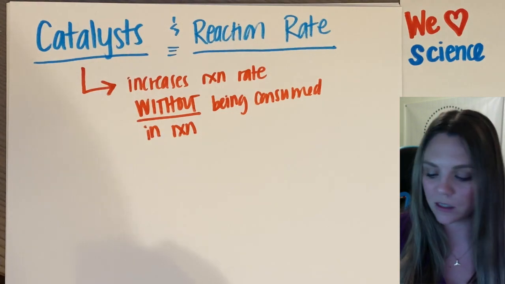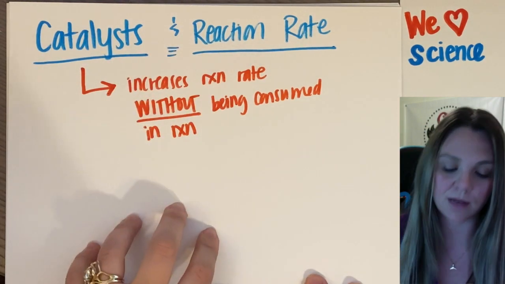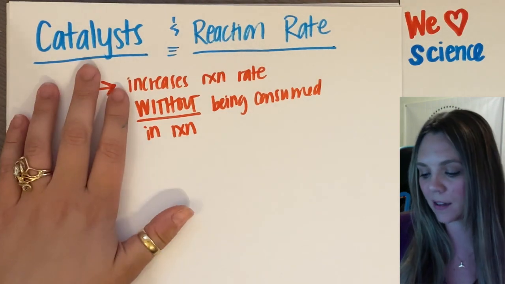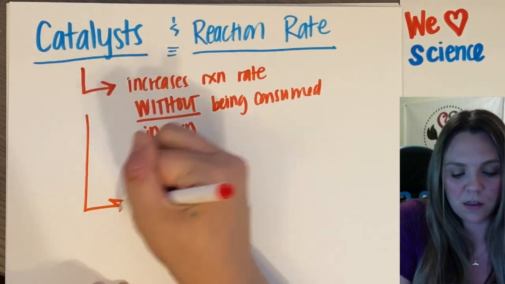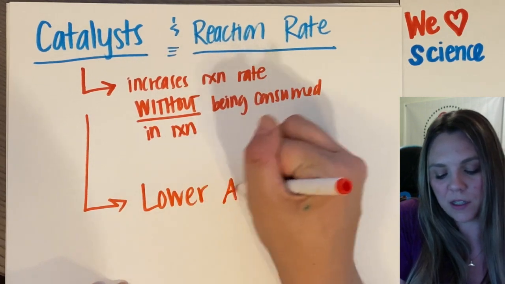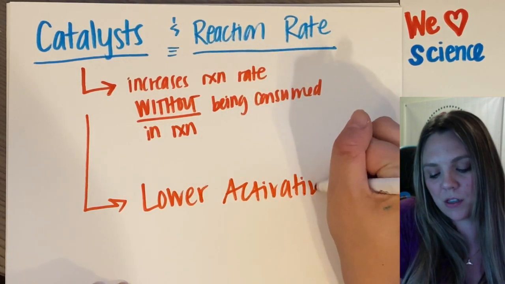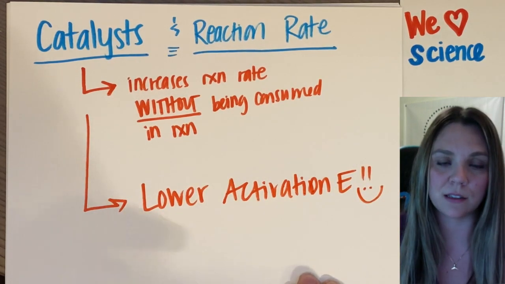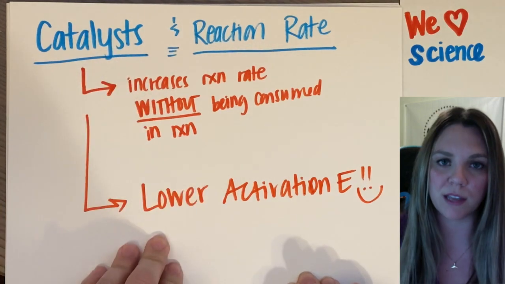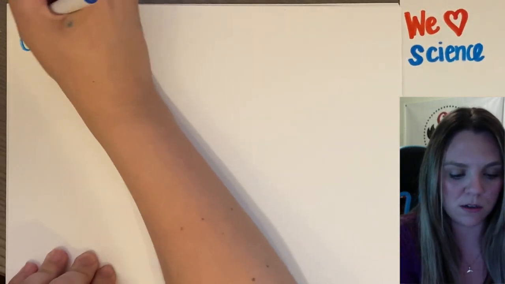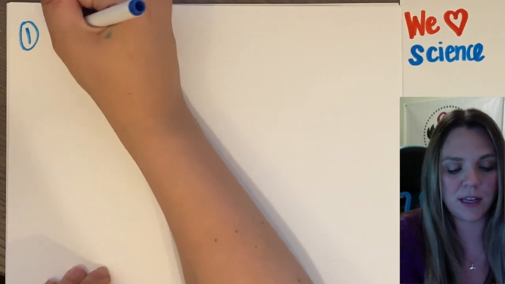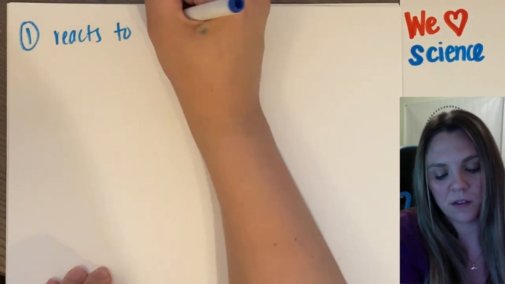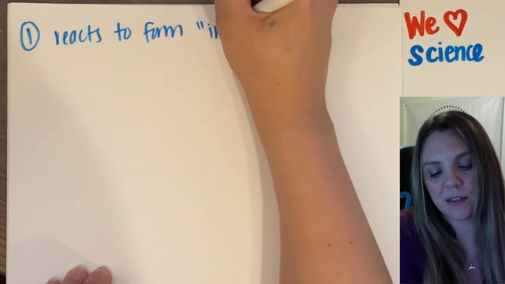Right? And the way that it's able to increase the reaction rate is that catalysts lower the activation energy. This is how a catalyst is able to make a reaction happen faster. It lowers the activation energy required. And there are 2 main ways it can do that. Way number 1 is that it reacts to form an intermediate.